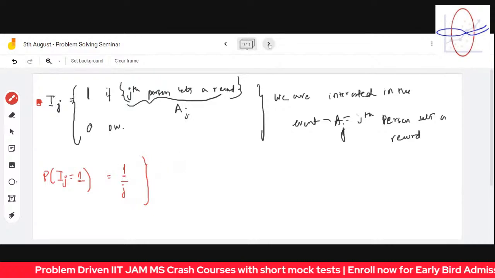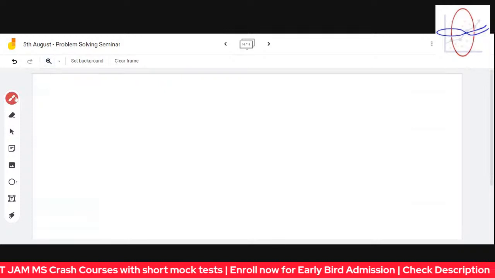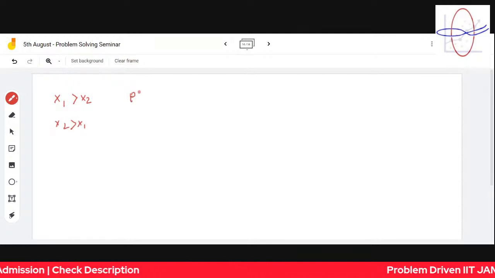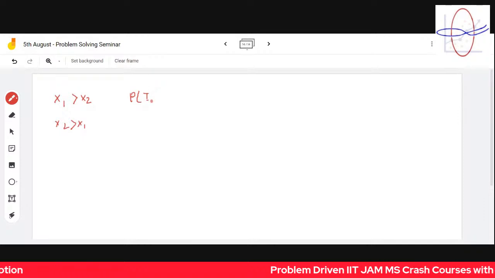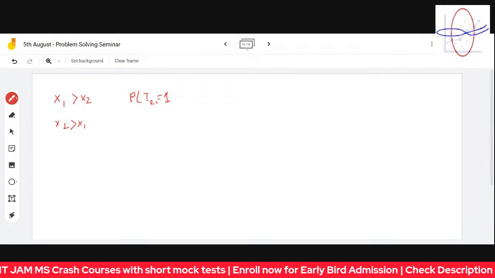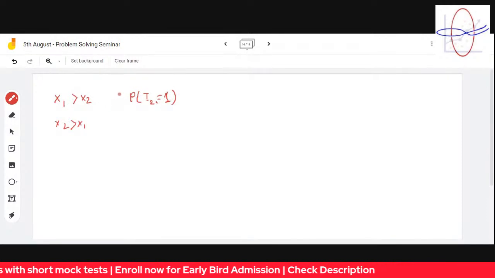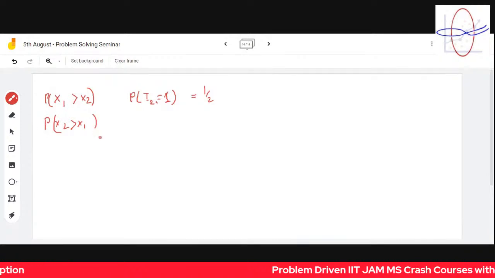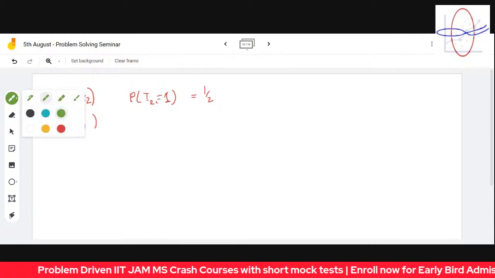Let's take 2 cases. So x1 greater than x2 and x2 greater than x1 can be there. What is the probability that I of 2 is equal to 1? That means the second one is the highest. It's half, right? Because this plus this is equal to half, and these two are equal, right, guys? Did you see this aspect now?